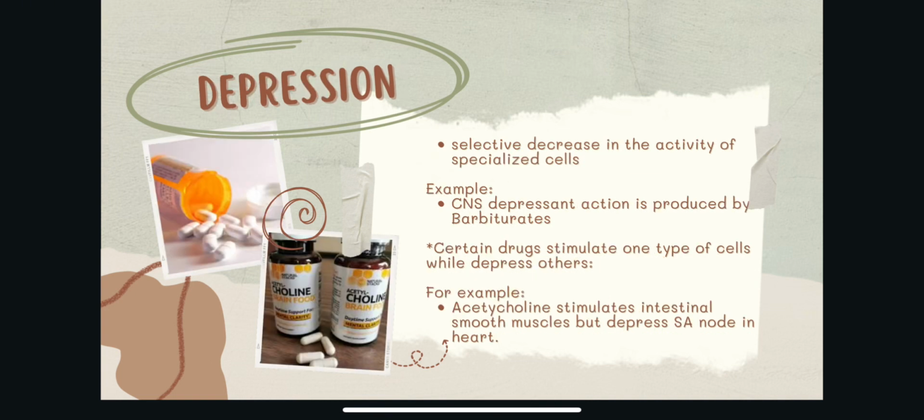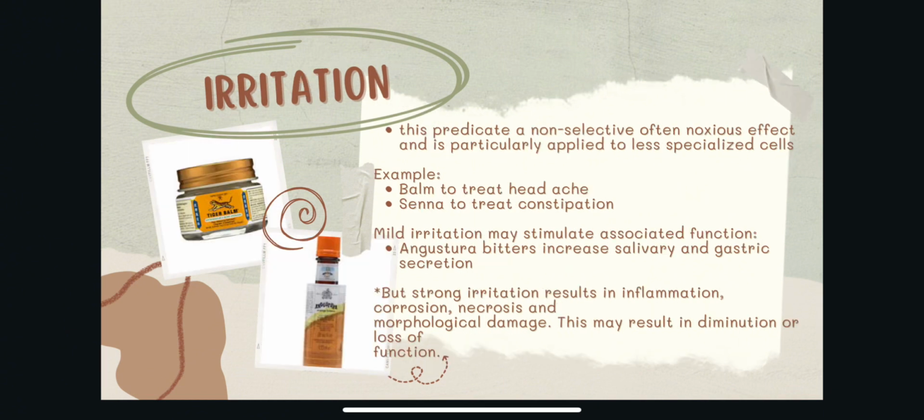Here comes our next type, depression. Depression is defined as the selective decrease in the activity of specialized cells. That is nothing but a decrease in rate or speed of biological activity, or suppression in drug activity. For example, CNS depressant action is produced by barbiturates. Another point is that certain drugs stimulate one type of cell while depressing others. For example, acetylcholine stimulates intestinal smooth muscles but depresses the SA node in the heart.